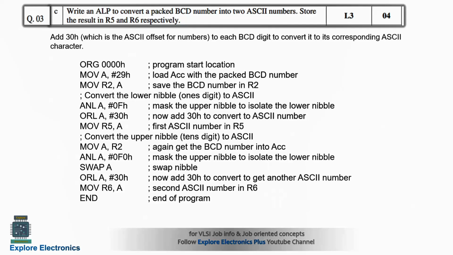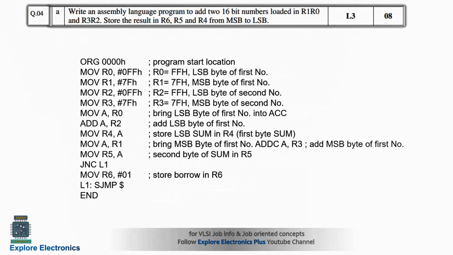So we need to store the first ASCII number after adding 30H to convert it into ASCII. We need to place it in R5, and then again we need to take the second digit and place it in R6. This is how we need to write the program to convert a BCD number to ASCII numbers. Then we have one more assembly language program question.